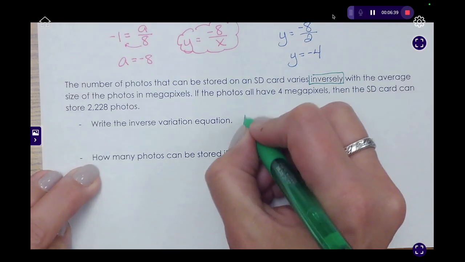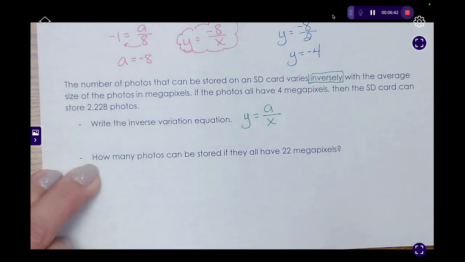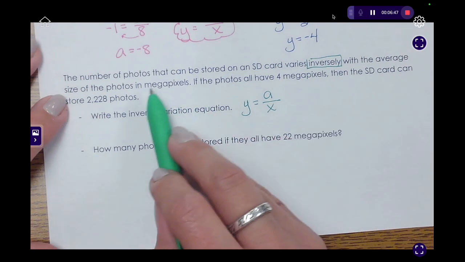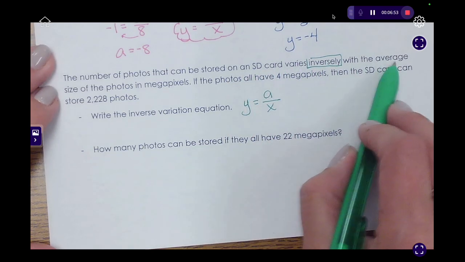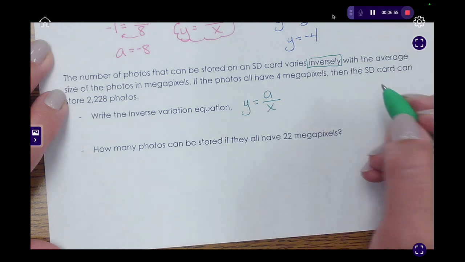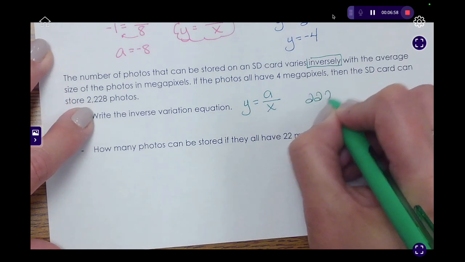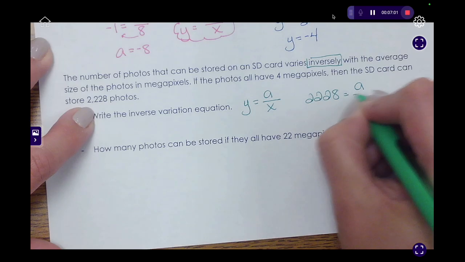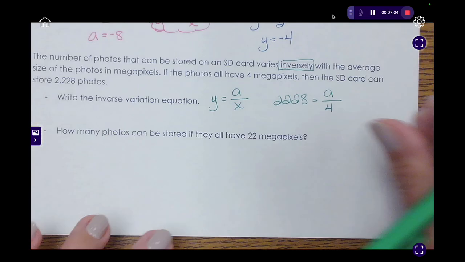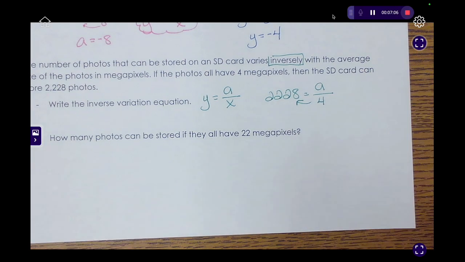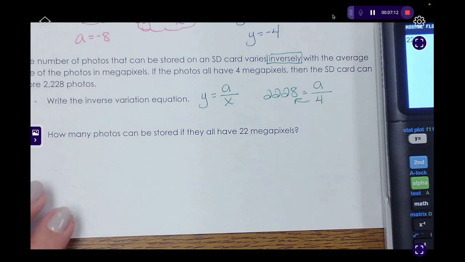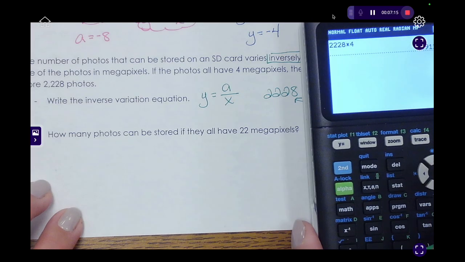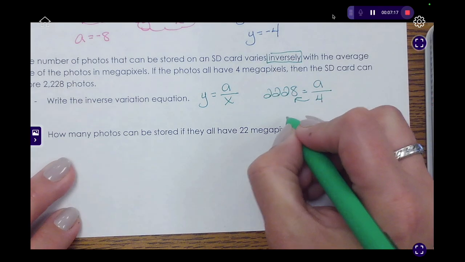So again, remember, I'm still writing this equation, and I need to figure out what my A value is. So looking at this, my stored photos, and it tells you right here the number of photos that can be stored on an SD card varies inversely with the average size. So looking at that, my y value is 2,228 equals A over the 4 megapixels. Okay, so if I want to solve for A, I'm going to have to multiply that by 4, pretty big number. So we are going to multiply 2,228 times 4. So that's going to give me the 8,912. So that's your A value.